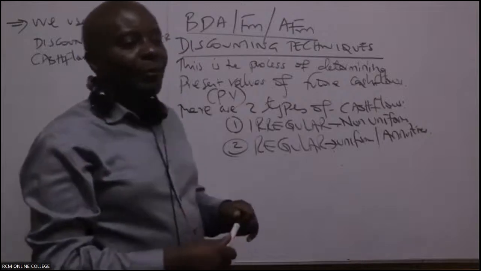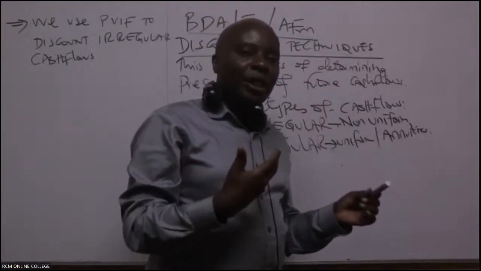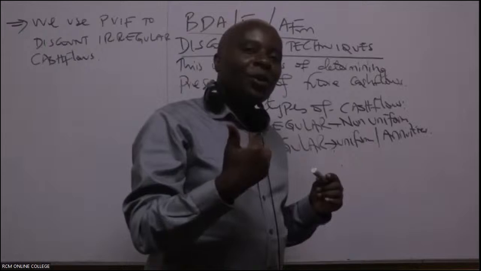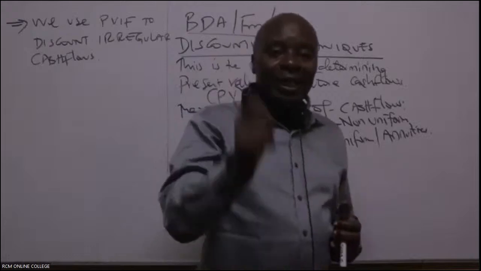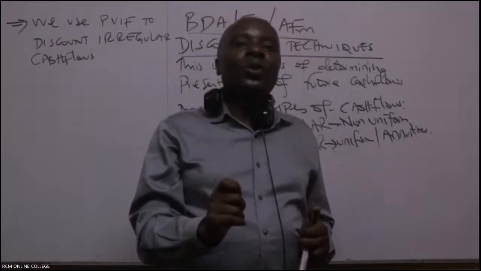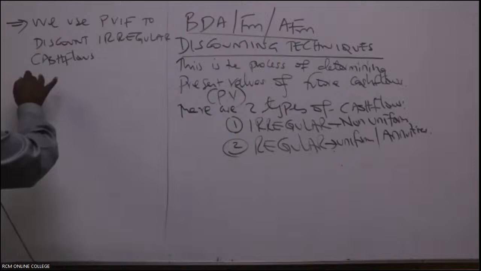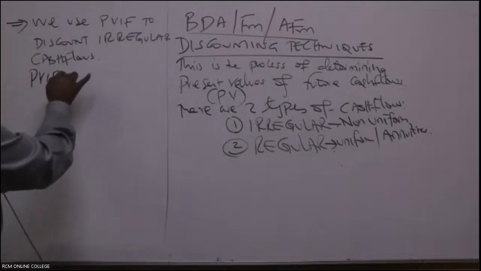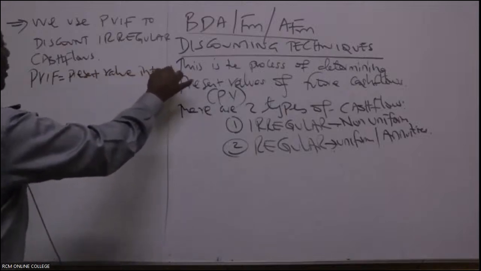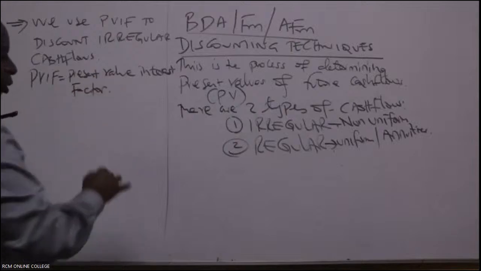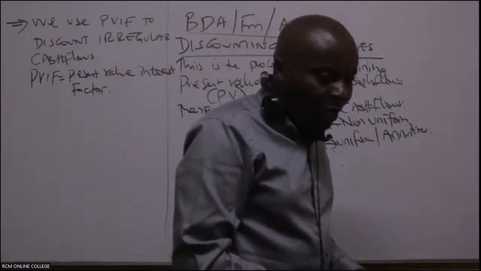Irregular cash flows are which type of cash flows? Today you are getting 10, tomorrow you get 15, another day you get 20, another day a different value. When values keep on changing like that, then automatically we shall call them irregular, and we shall be using PVIF to discount them. PVIF stands for present value interest factor.